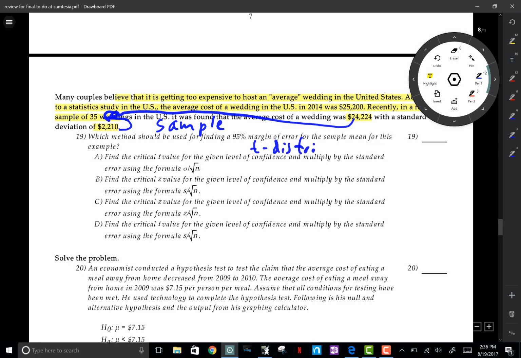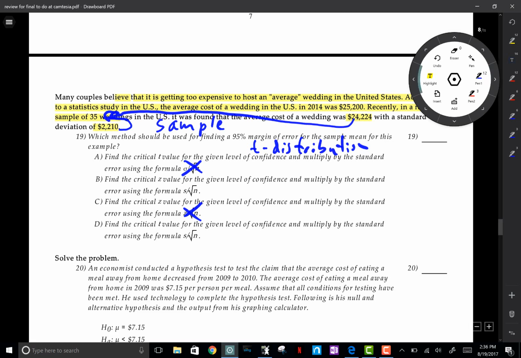Anytime the standard deviation of the population is not known, and we only have the standard deviation of the sample, we want to use the t-distribution. So if you look at A and C, those are automatically incorrect because A is using the standard deviation of the population, and C has the z score on top of the radical n, which is just wrong. Alright, so let's move on to B and D.